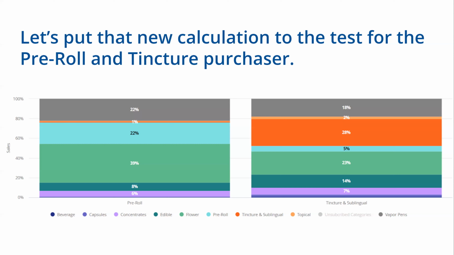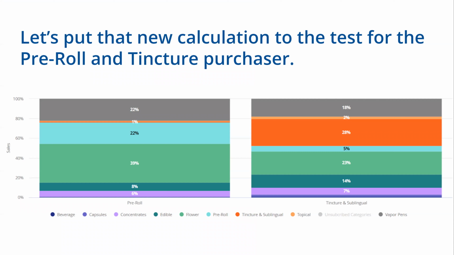What we are looking at here are those two customers, the pre-roll purchaser and the tincture purchaser, and their overall wallet share across all categories. I don't know about you, but the first insight that is screaming out to me is that large amount of wallet share that tinctures have with the tincture customer compared to the itty bitty amount the pre-roll customer has spent on tinctures. This tells us that someone purchasing tinctures isn't just purchasing them randomly at the register. They spend over a quarter of their wallet share on them.